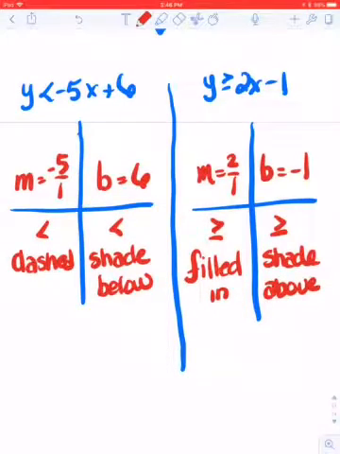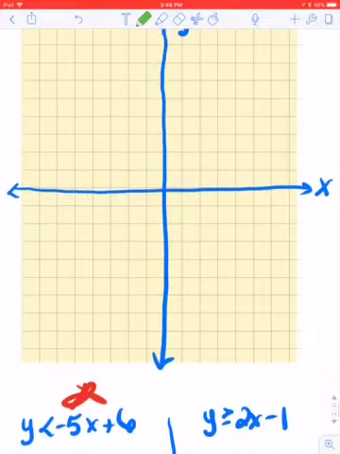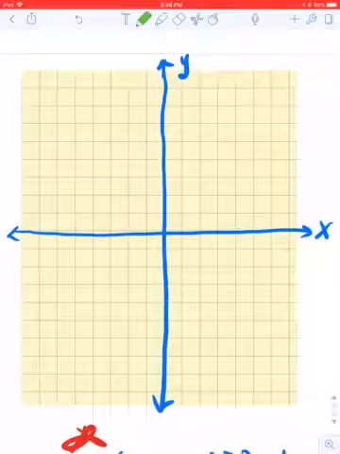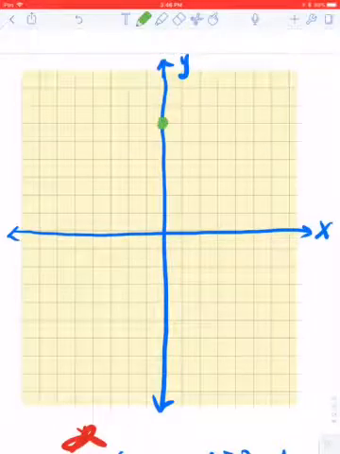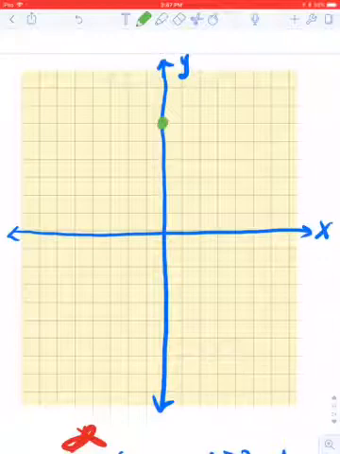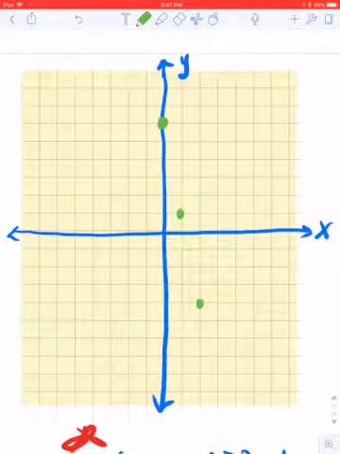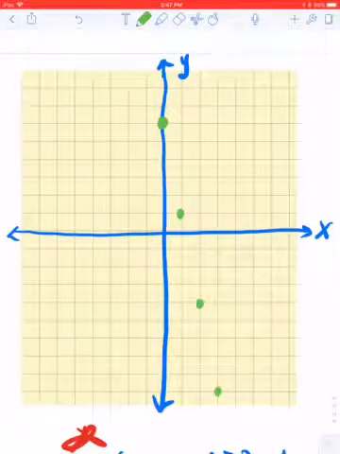So if I go to graph this first one, I'm going to start at +6 on the y-axis: 2, 3, 4, 5, 6. And I know that my slope is -5/1, so I go down 5 and over 1. 1, 2, 3, 4, 5, over 1. Again, 1, 2, 3, 4, 5, over 1.